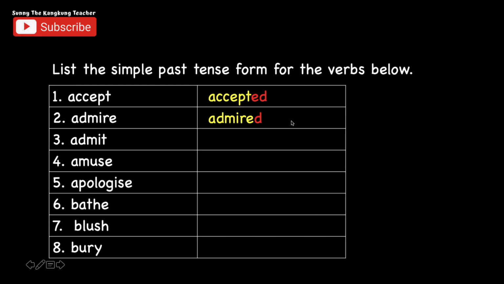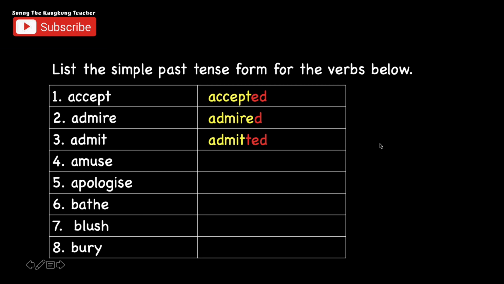Move on to number 3, admit. The simple past tense form for admit is admitted. Admitted. The reason why we add TED is because the last 3 letters, MIT, or the sound I, T, is a CVC pattern, so we double the last consonant, a double T here.